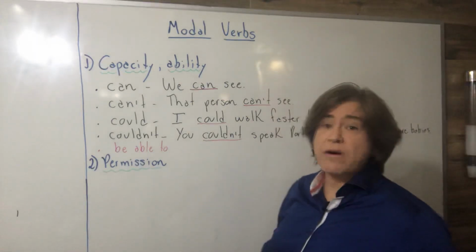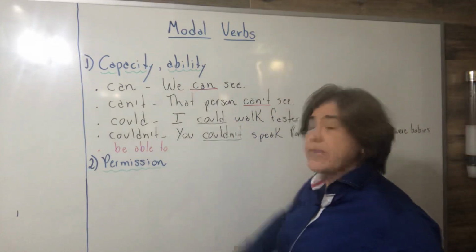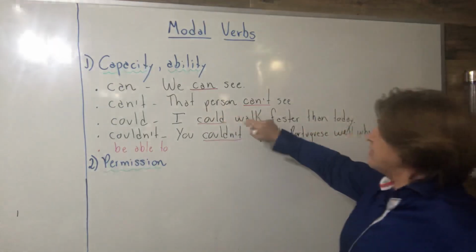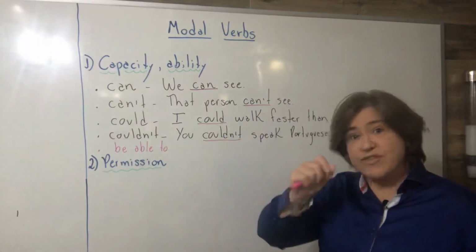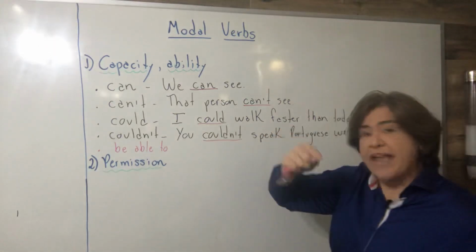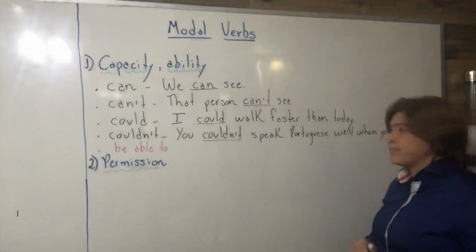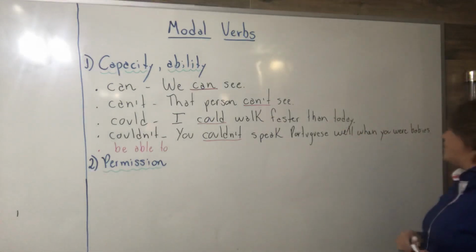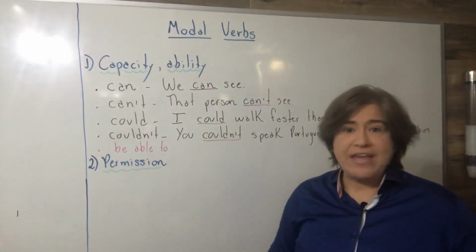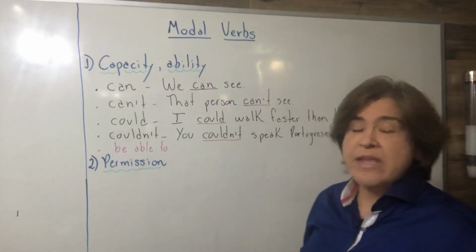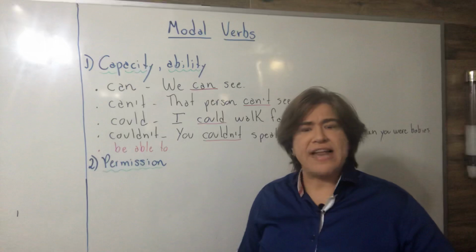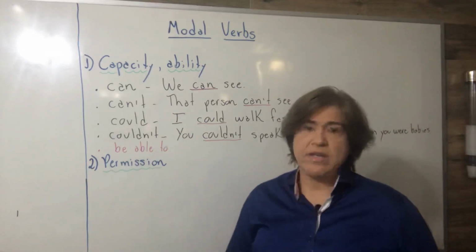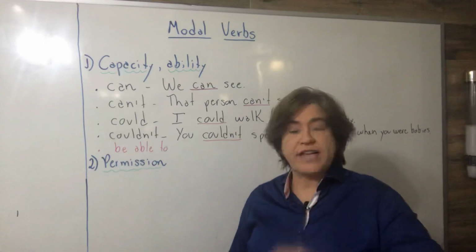Be able to is possible to substitute can. In the sentence here, I can say, we are able to see. Right here, that person isn't able to see. See, I substitute. I was able to walk faster than today. In negative, you weren't able to speak Portuguese when you were babies. So, be able to is specifically for capacity. If you want to express capacity and leave no doubts that you are talking about capacity, be able to is your verb. If you want to be more relaxed, go for can or could, all right?